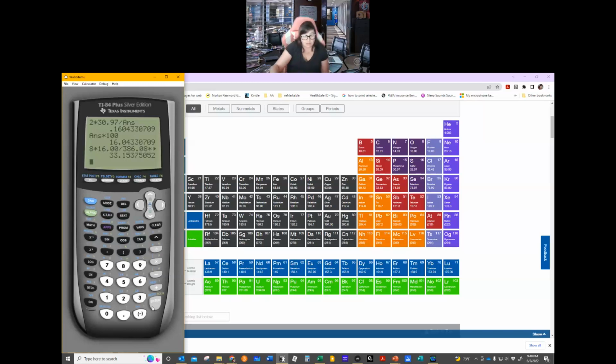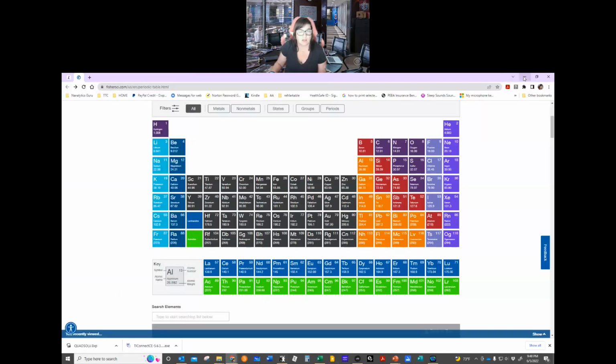33.15%. Now, if I do a gut check, 33.15 plus 16.04 plus 50.80, that's 99.99%. So within rounding errors, I have accounted for everything that I needed to account for. Right, so that's the percentage of each component when we're talking about what's in that.